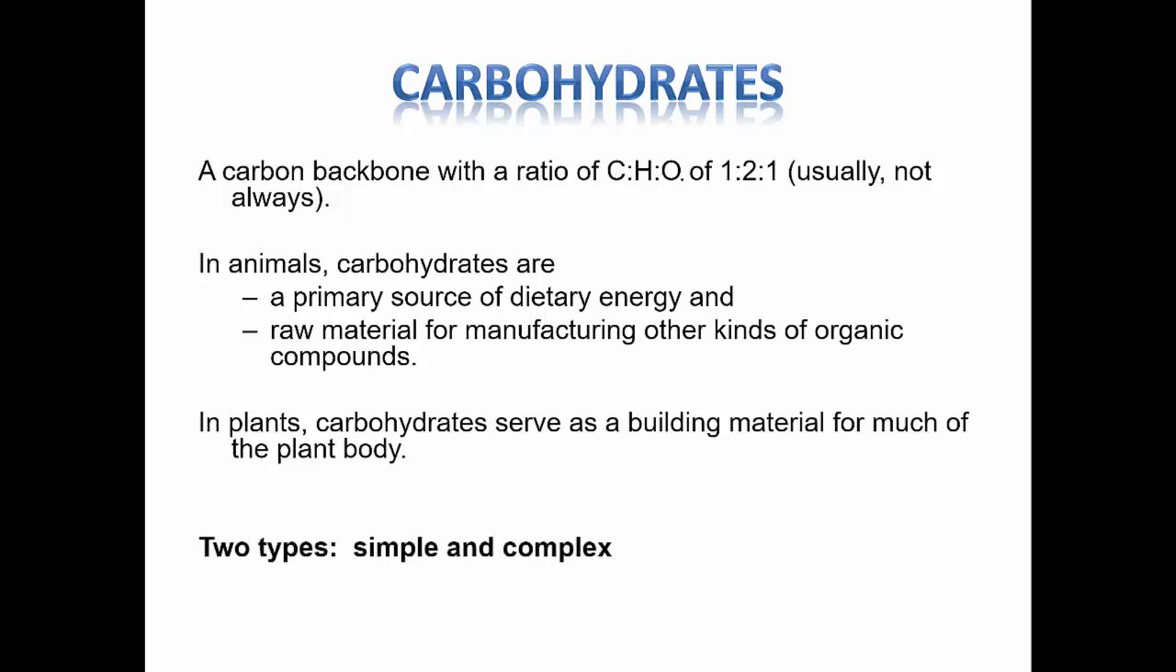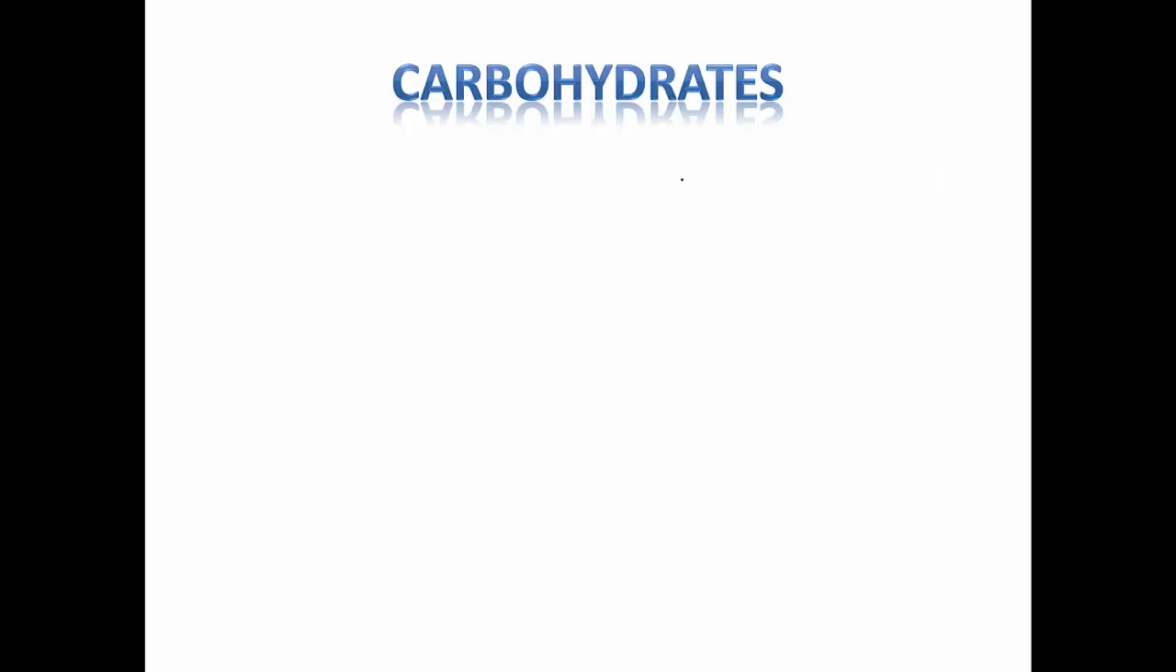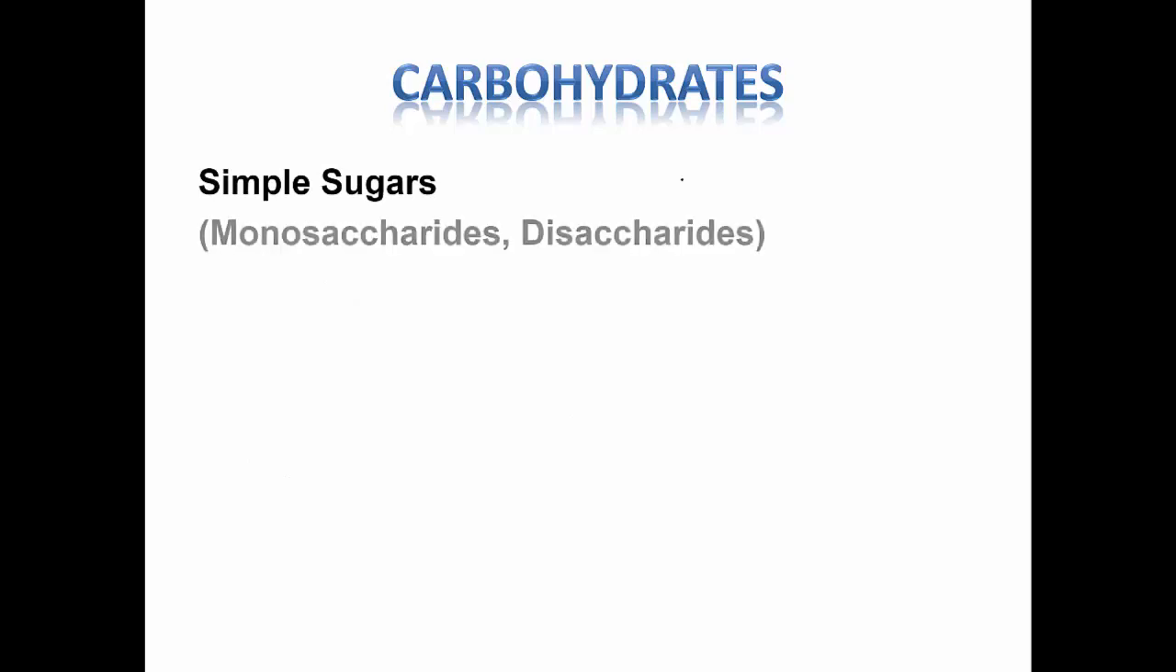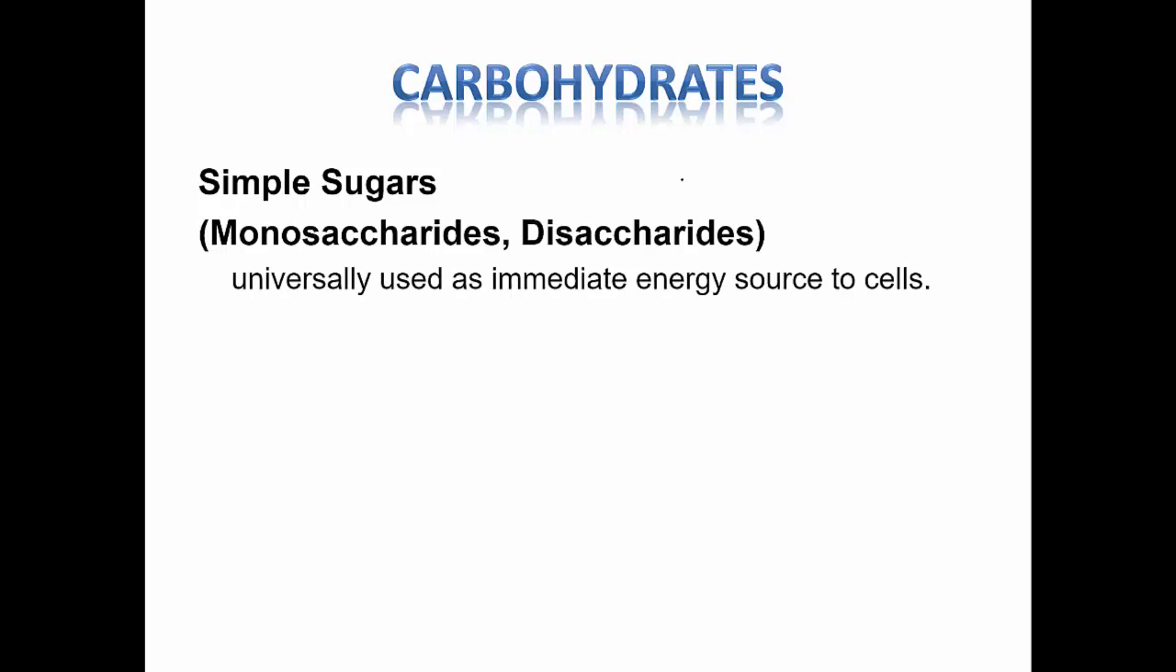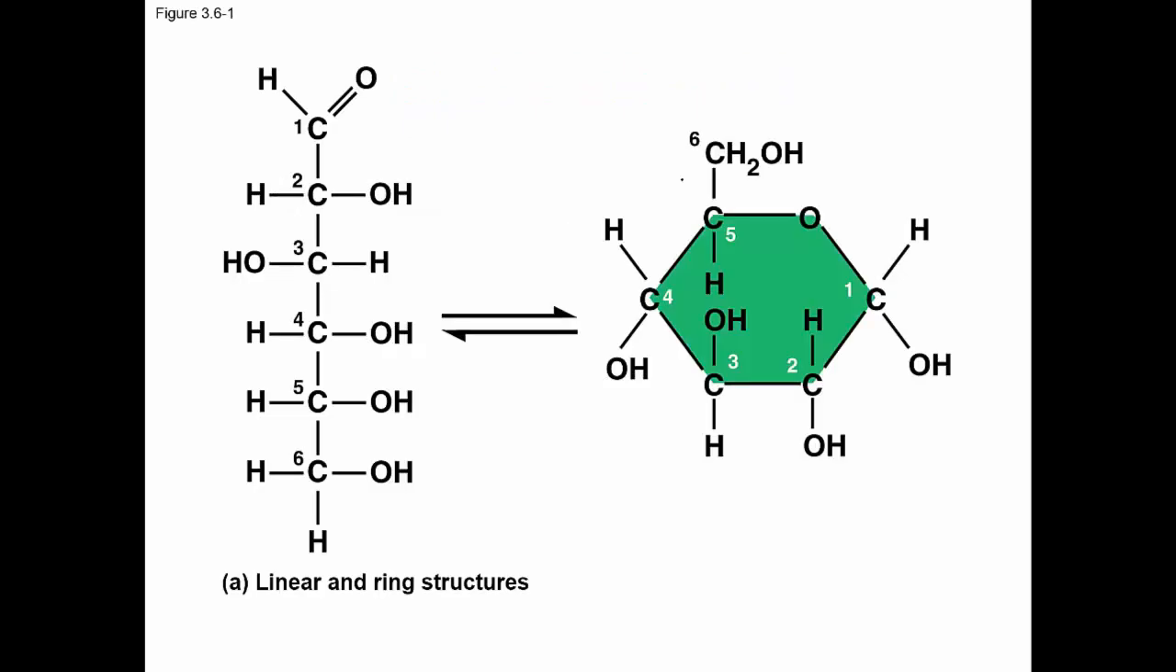Okay, and like everything else we're going to talk about, there's 2 types. There's simple carbohydrates and there's complex carbohydrates. So let's talk about the simple sugars first, or the monosaccharides and the disaccharides. Their function is singular, universally used as immediate energy sources in cells. It's important to understand that glucose and other simple sugars can take on the form of a long chain, or it can actually fold back on itself and form a ring. Most of the time you see sugars as ring structures, but it's important to realize that sometimes they're open. So you have an open chain and a closed chain.